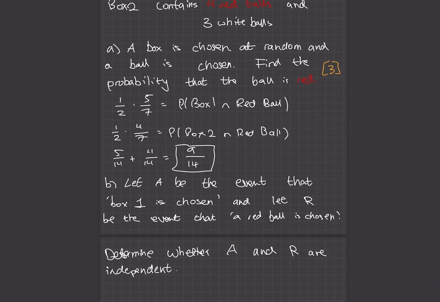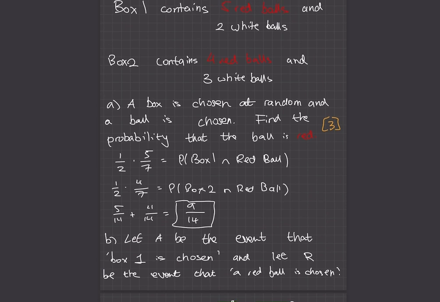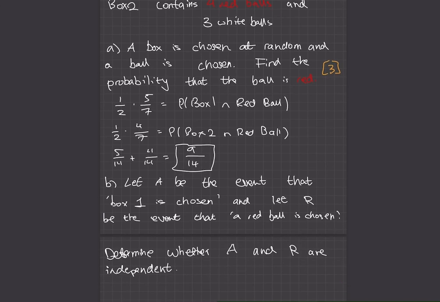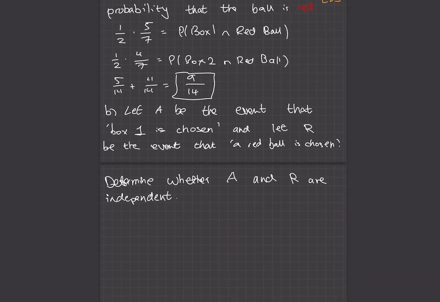Now the next part tells us to let A be the event that box 1 is chosen, and let R be the event that a red ball is chosen, and we have to determine whether A and R are independent. Intuitively, we can guess that they won't be, because there are different probabilities of getting a red ball depending on the box we pick. If we've picked a certain box, it's not going to be the same probability as if we picked the other box, because one is 5 in 7 and one is 4 in 7. But we actually have to do this mathematically.